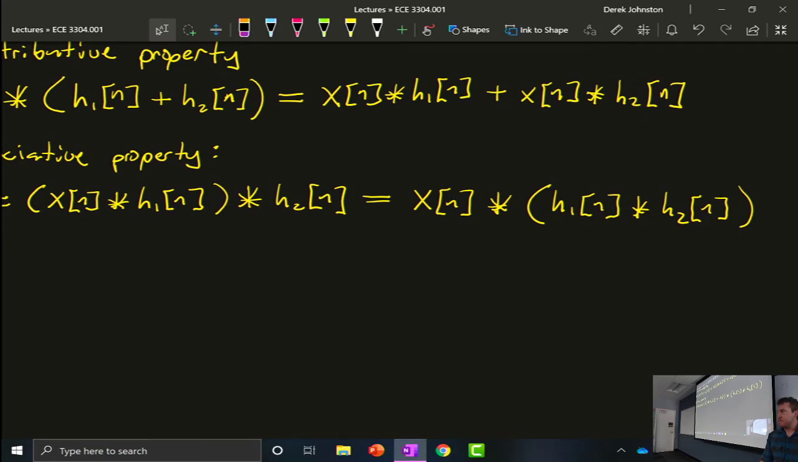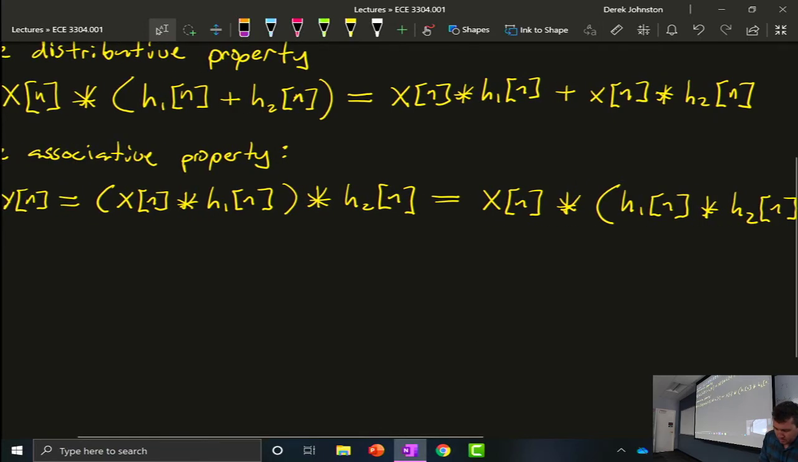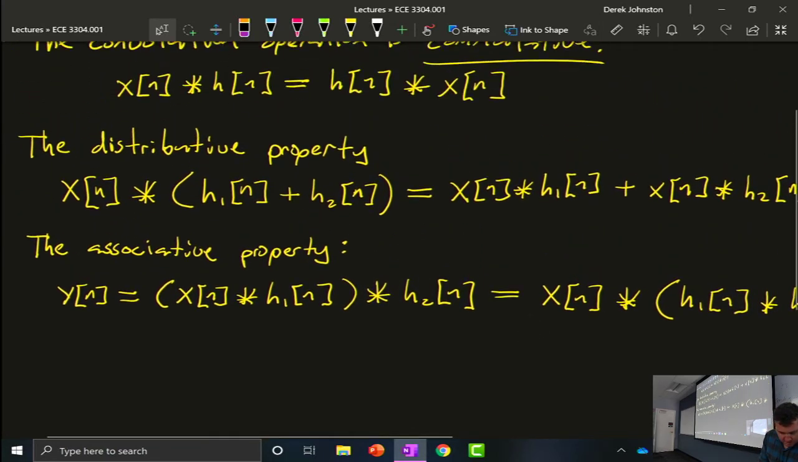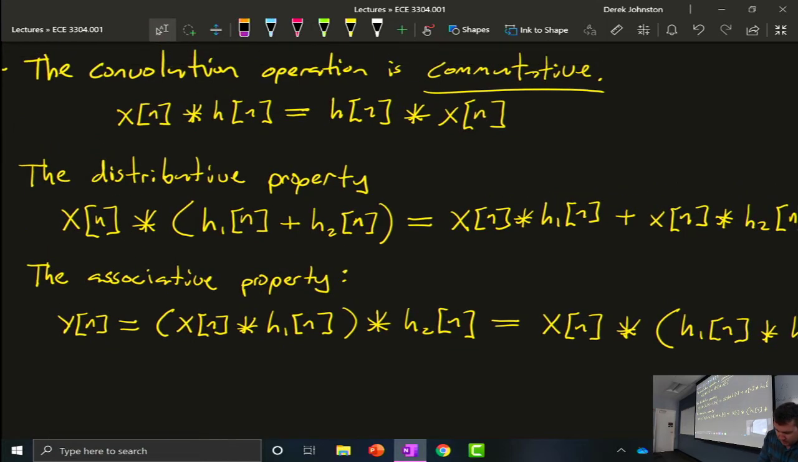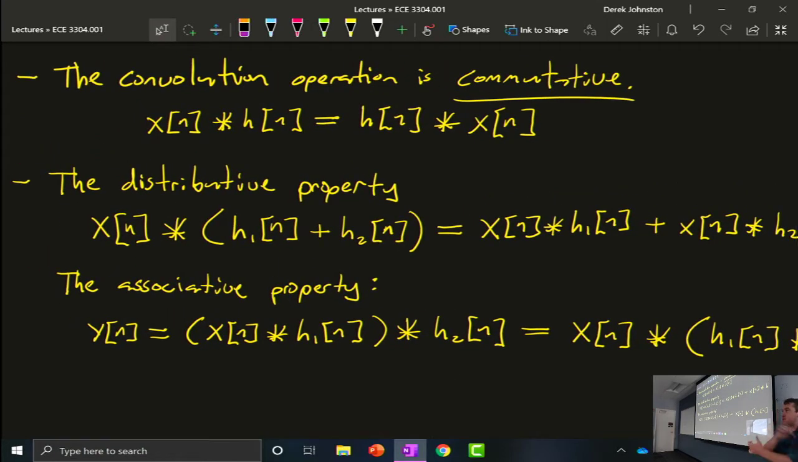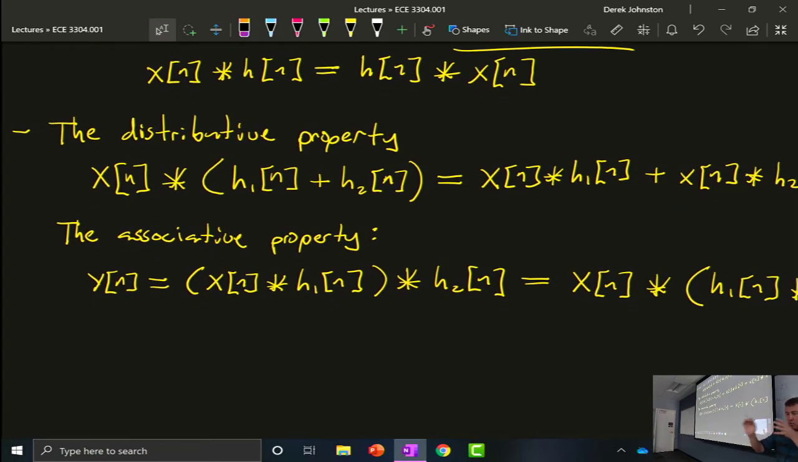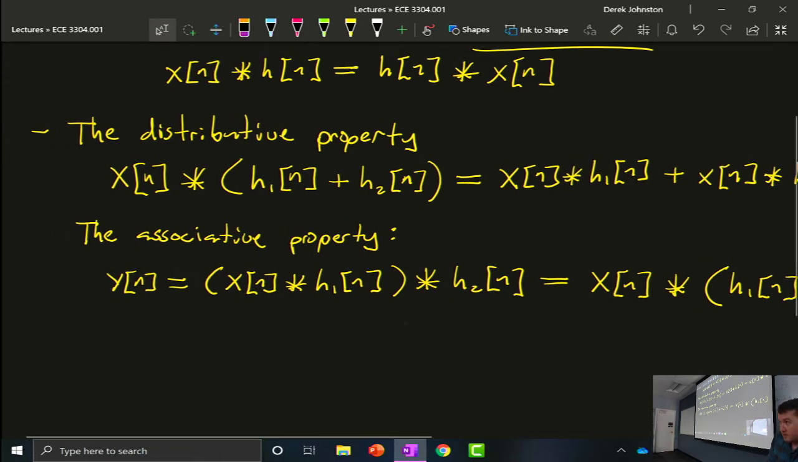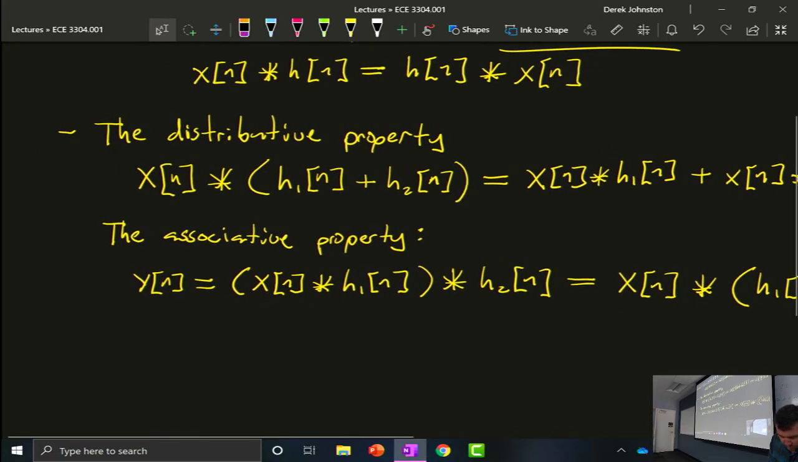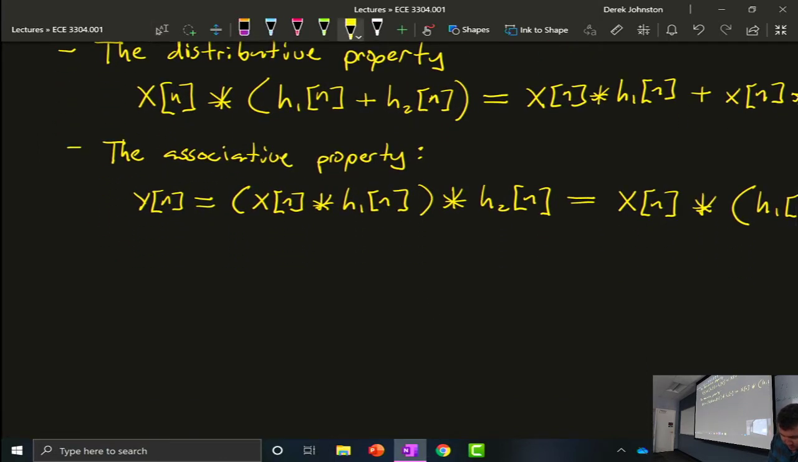Does that kind of make sense? Cool. All right. So those are our three important properties. One, it's commutative, we can spin stuff around. Two, we can distribute, which means we can combine the responses from different convolutions together. And the associative property, the order in which we do things doesn't necessarily matter. We can combine these things together. Any questions about that? Cool.